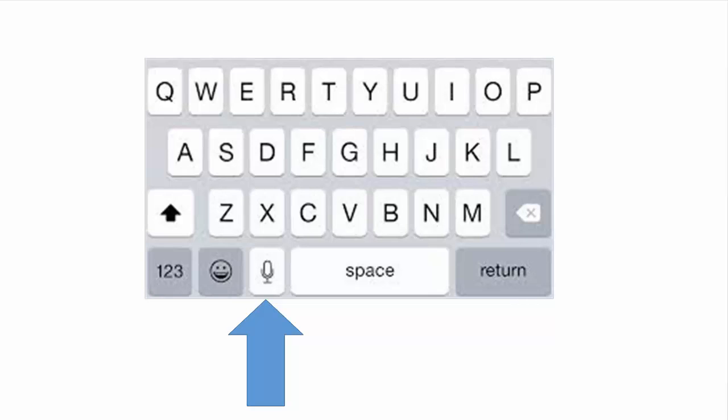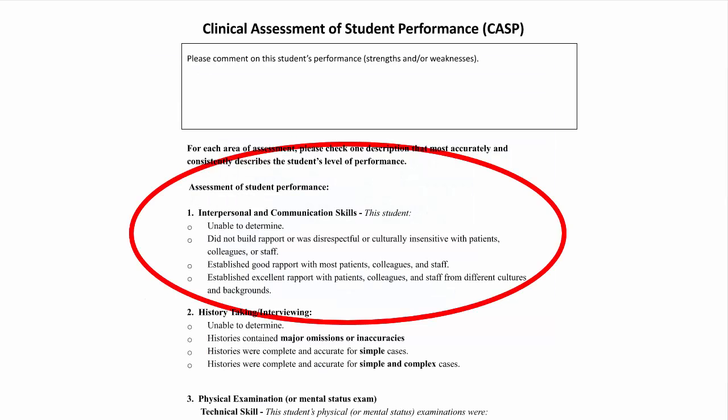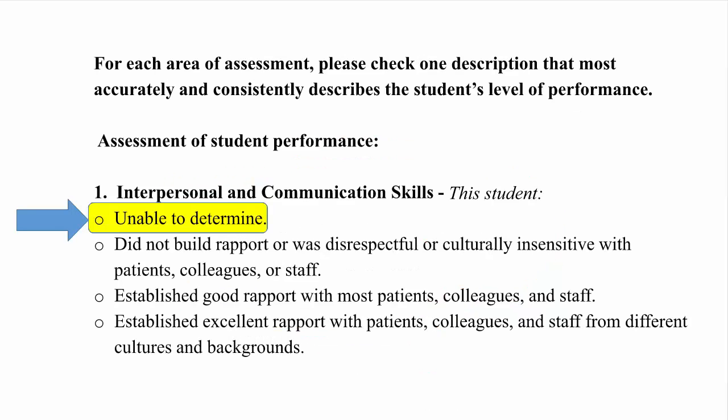We'll figure it out. After the narrative comments comes the second part of the CASP with questions on 9 aspects of the student's clinical skills: interprofessional and communication skills, history taking and interviewing, physical examination technical skill, forming an assessment, making an evidence-based management plan, critical thinking, clinical problem solving, oral presentation, clinical documentation, and ability to work with others collaboratively.